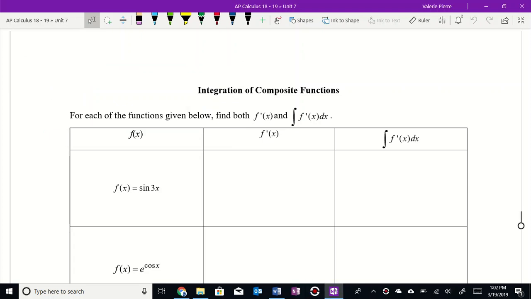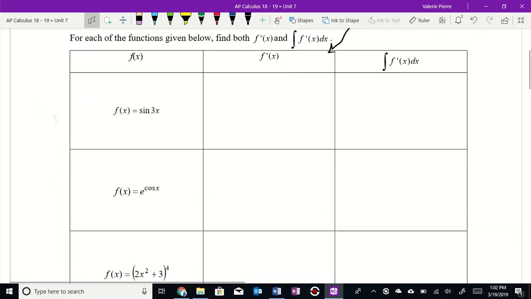Unit 7, page 210 to 211, Integration of Composite Functions. For each of the functions given below, find both f prime of x and the definite integral of f prime of x dx. So if we remember from when we were doing derivatives, composite functions require us to use chain rule when finding the derivative. So we want to apply that chain rule to the f prime of x.